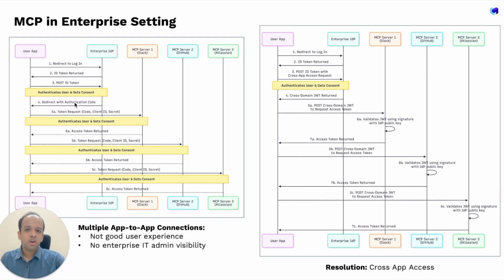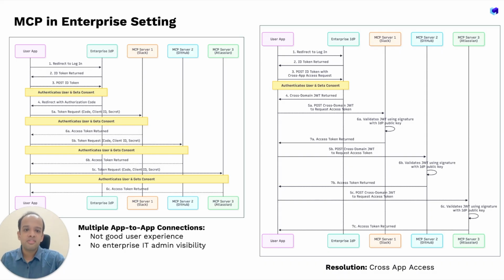So this is solved by cross-app access, which is officially called identity and authorization chaining across domains. Basically, the first two steps are the same. Once the ID token is returned, you post the ID token with the cross-app access request to the enterprise IDP, and the cross-domain JSON web token is returned. Now you're logged in at this point. For any subsequent connections from the application to different MCP servers, all you need to do is have the cross-domain JWT posted by the user application, by, let's say, Cursor in this example.